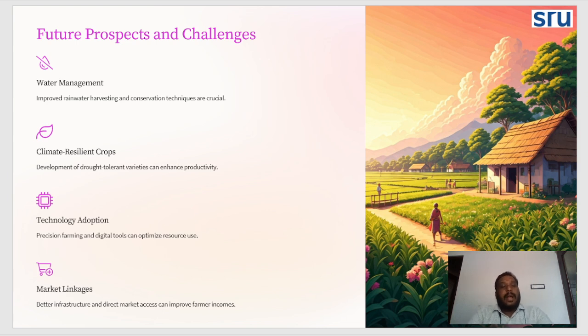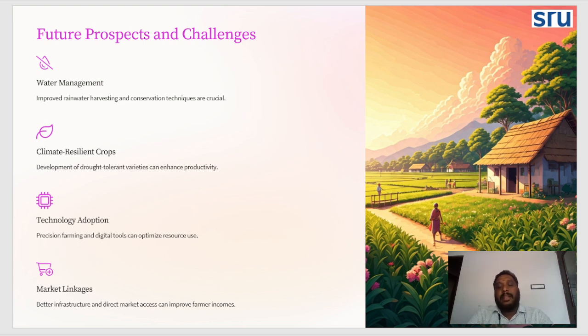After completing these characteristics of rain-fed agriculture, we are going to discuss the future prospects and challenges of rain-fed agriculture in the Indian scenario. The first point under future prospects and challenges is water management. Improved rainwater harvesting and conservation techniques are crucial.